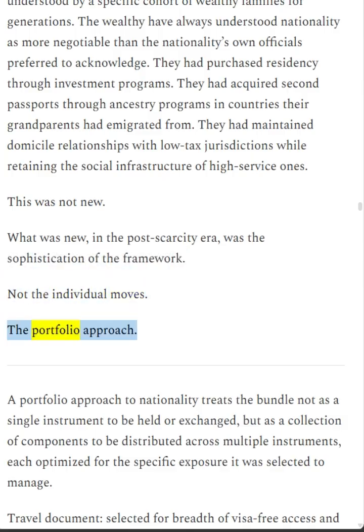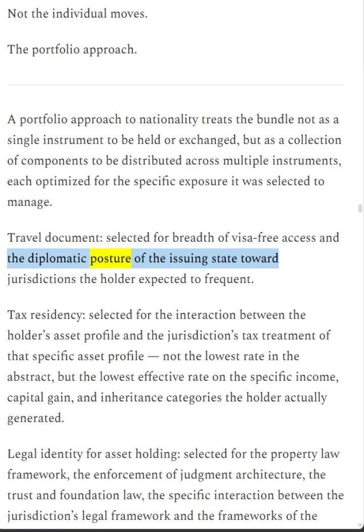What was new in the post-scarcity era was the sophistication of the framework, not the individual moves. The portfolio approach. A portfolio approach to nationality treats the bundle not as a single instrument to be held or exchanged, but as a collection of components to be distributed across multiple instruments, each optimized for the specific exposure it was selected to manage. Travel document. Selected for breadth of visa-free access and the diplomatic posture of the issuing state toward jurisdictions the holder expected to frequent. Tax residency. Selected for the interaction between the holder's asset profile and the jurisdiction's tax treatment of that specific asset profile. Not the lowest rate in the abstract, but the lowest effective rate on the specific income, capital gain, and inheritance categories the holder actually generated.